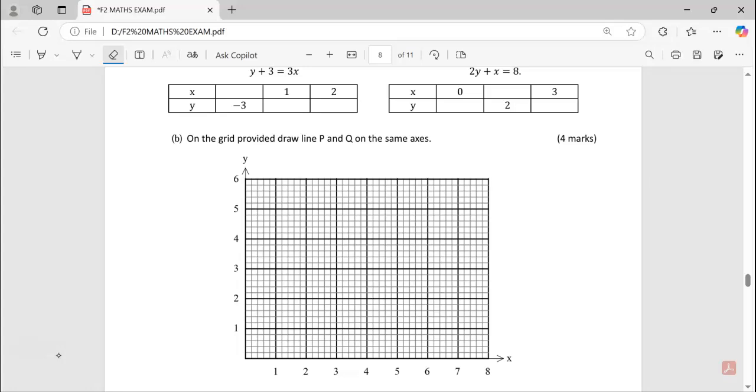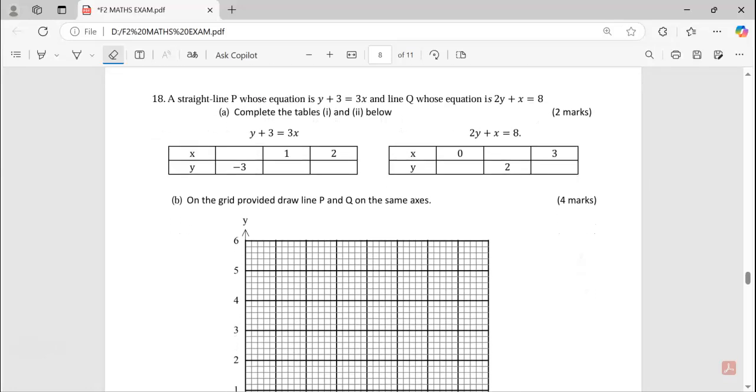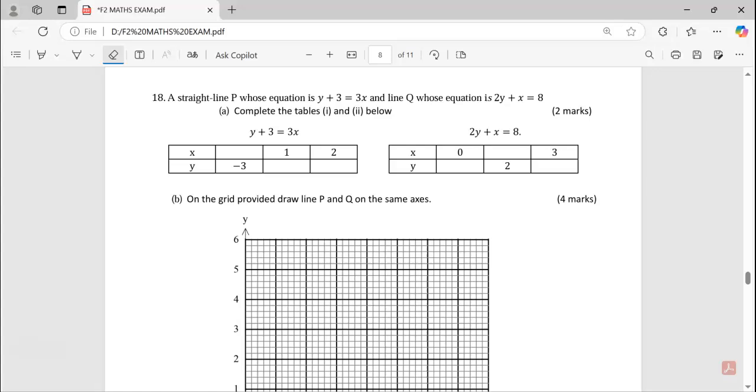We can do question 18. Question 18 says that a straight line P whose equation is y plus 3 equals 3x, and line Q whose equation is 2y plus x equals 8. So part A, complete the table in Roman 1 and 2 below.